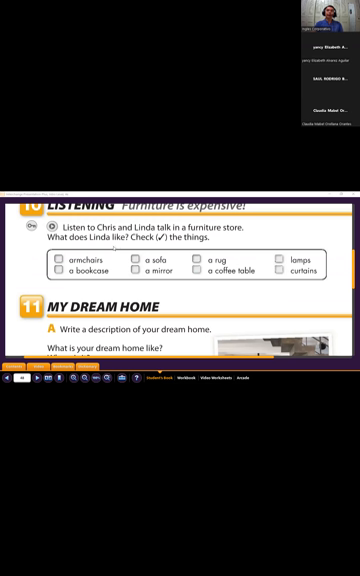Good. Now, armchairs, you know, armchairs are de esos sillones que uno pone la mano aquí, ¿no? Okay, está el sofá y el sillón que le decimos nosotros. Entonces, es el armchairs. A bookcase, a sofa, a mirror, a rug, a coffee table, lamps, and curtains. What things do you think that Linda needs, right? Acuérdense del apartamento, ¿qué cosas le hacían falta? Pues ahí van a encontrar la respuesta. Now, but listen. Page 48, exercise 10, listening. Furniture is expensive. Listen to Chris and Linda talk in a furniture store. What does Linda like? Check the things.